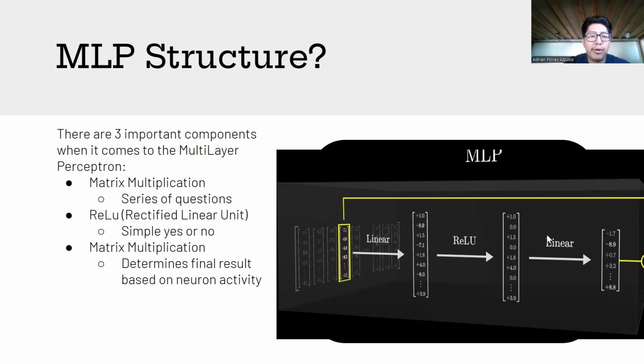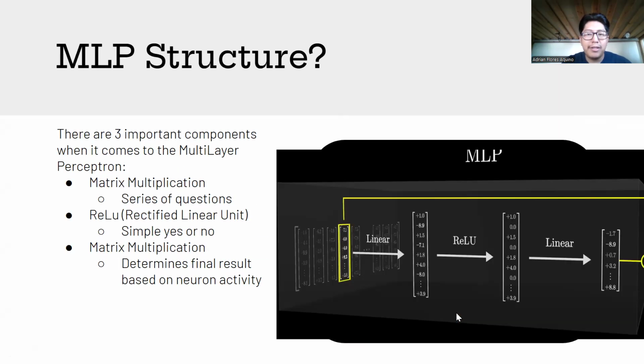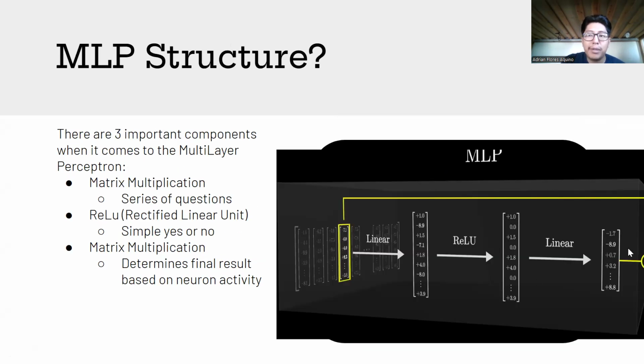And then the final component is matrix multiplication again. But in this case, it determines the final result based on the neuron activity. Depending on which neurons are lit up in the middle component, the ReLU component, it is able to determine what the final output is. Once it reaches the final output, that is added to the input vector, and once they are both added, it gives the final prediction.